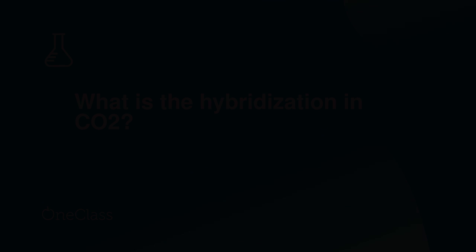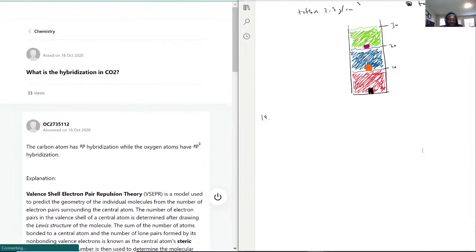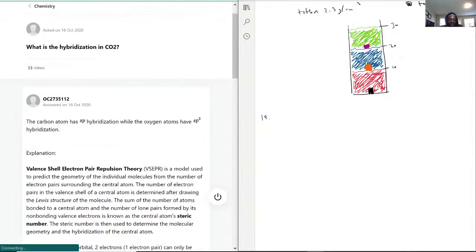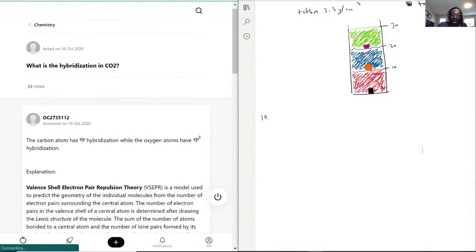too far apart when it comes to figuring things out. This question is asking, okay, what is the hybridization in carbon dioxide? So first we have to figure out what carbon dioxide would bond as.